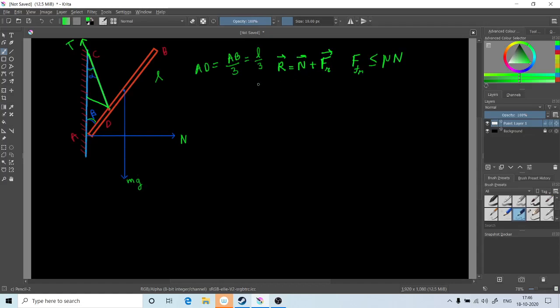When the rod is in equilibrium, the sum of the moments of these forces about any point is zero. For this condition to be satisfied, the line of action of the force R must pass through the point of intersection of the lines of action of T and mg. So the reaction force must pass through the lines of action of T and mg.